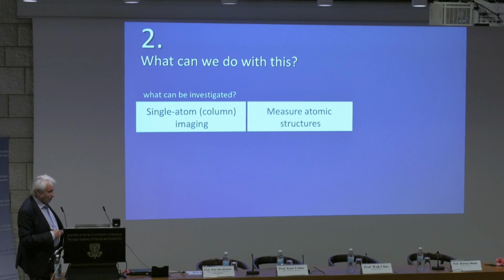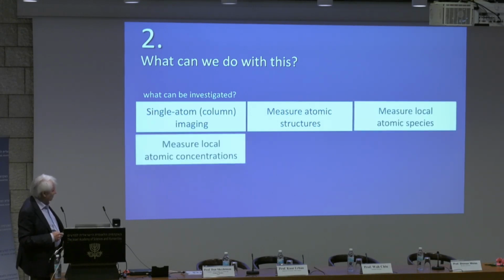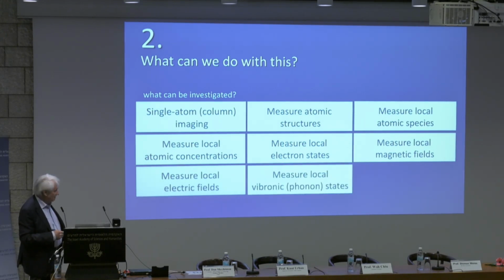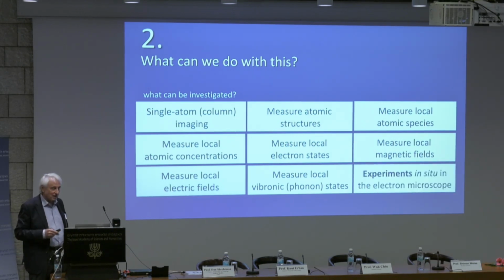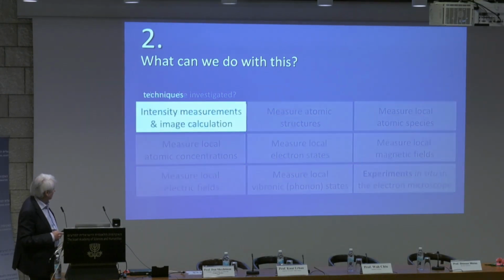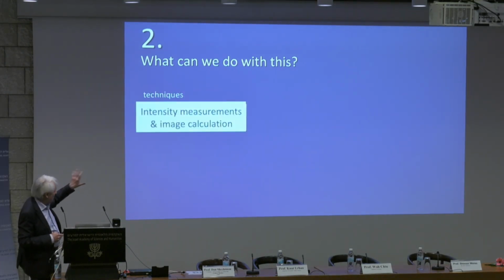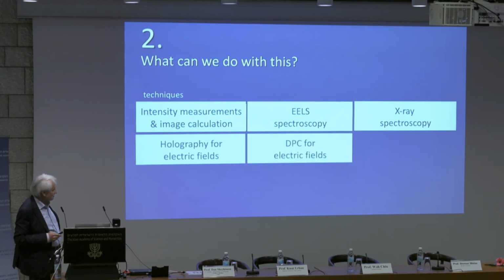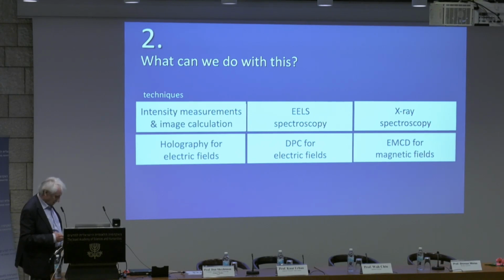Of course, we can do much more. We can now measure these atomic structures. We can determine the atomic species. We can measure atom concentrations, measure electronic states, measure magnetic fields, electric fields. We will see in a few minutes an example of phononic states which we can measure, and we can carry out experiments in the electron microscope, just to give you an overview of what is done today in these instruments. And we use for this quantitative intensity measurements, not only images, we measure the intensities. We do quantitative spectroscopy, X-ray spectroscopy, holography, special contrast techniques for measuring electric fields, and also magnetic fields.